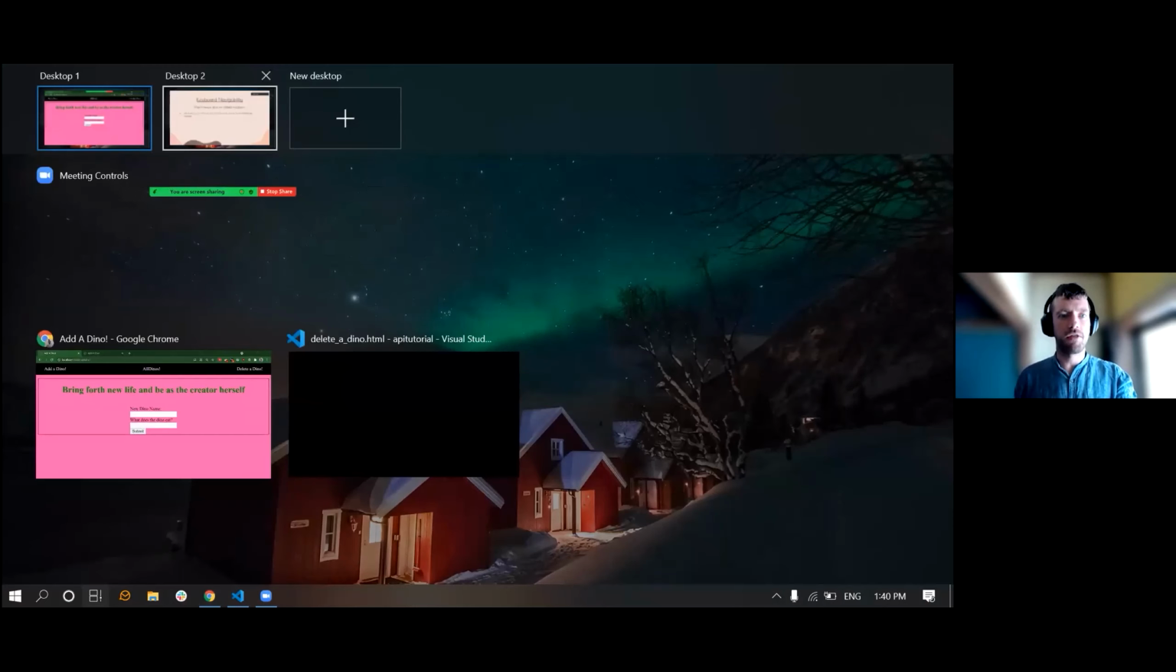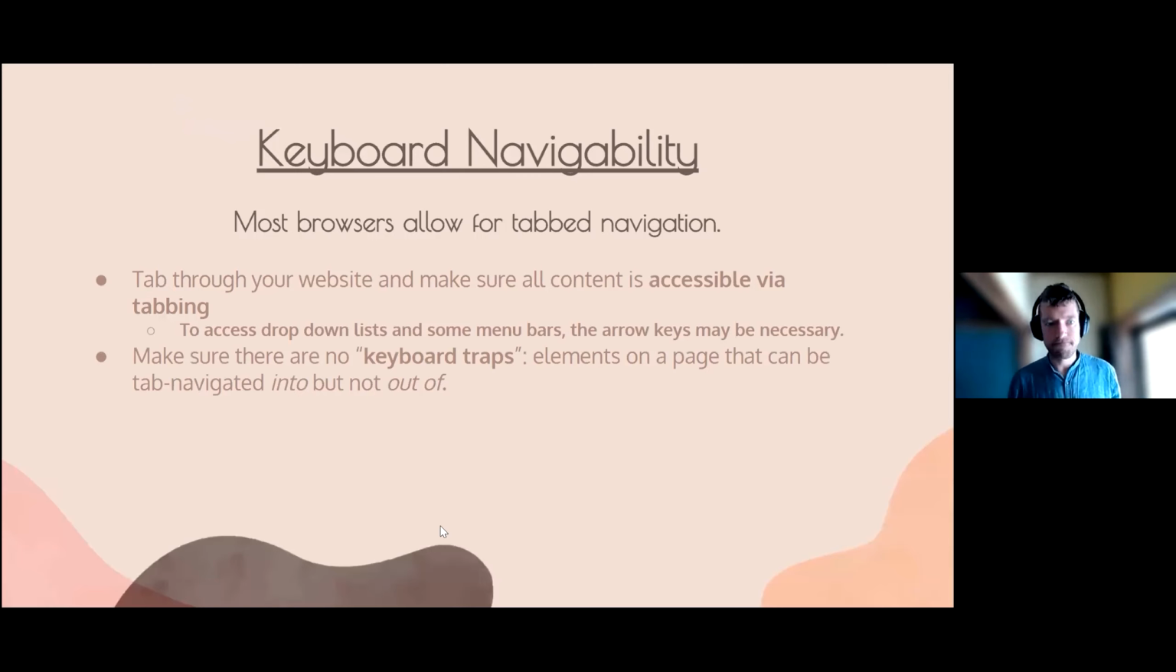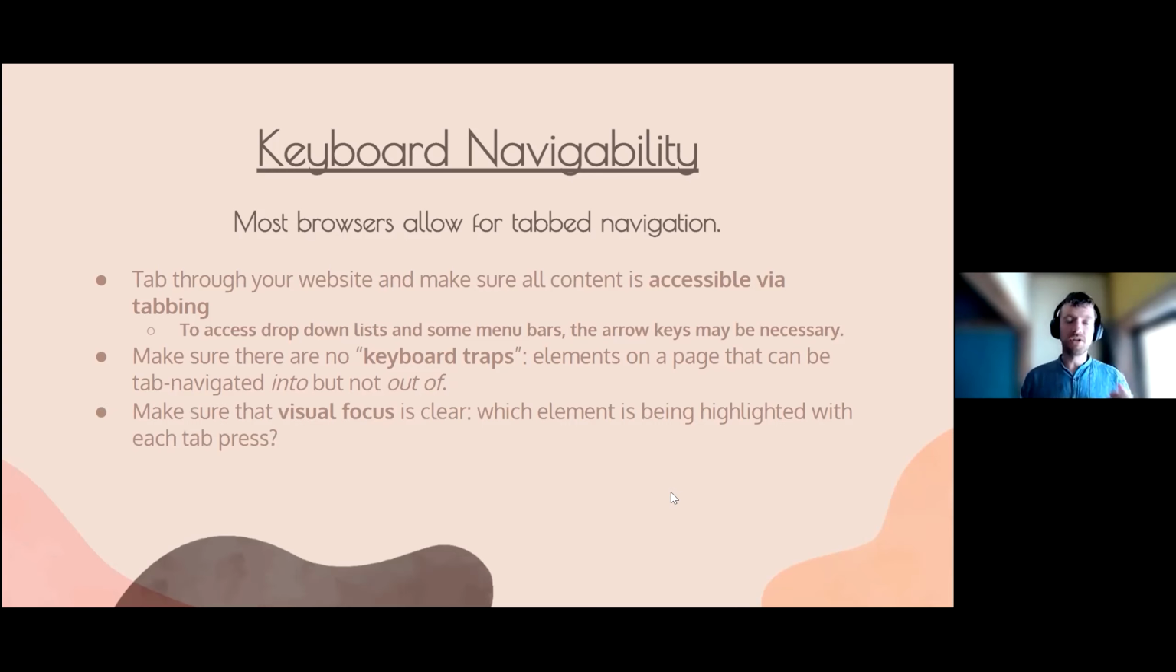So when we're tabbing through, make sure that you can access drop-down lists and menu bars with arrow keys. That's one big one. Make sure that there's no keyboard traps, which are elements on a page that can be tab navigated into, but not out of. Sometimes this happens with modals or things that are hidden off to the side of the page. You can tab into it and then you're stuck. You can't tab out.